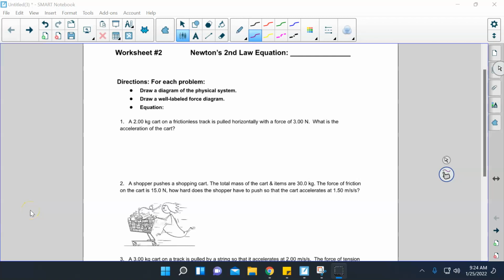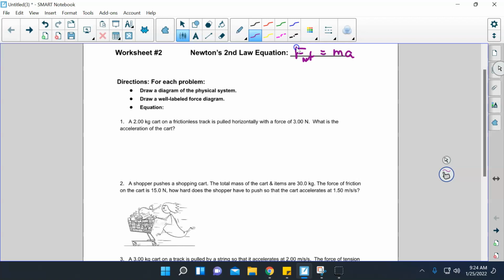So today we're going to work through worksheet number 2. I will do a few of the problems to show you how to set these up, and then we're going to apply Newton's second law of motion, the equation, and solve for these problems. So remember, the second law of motion, the equation, is force net equals mass times acceleration.